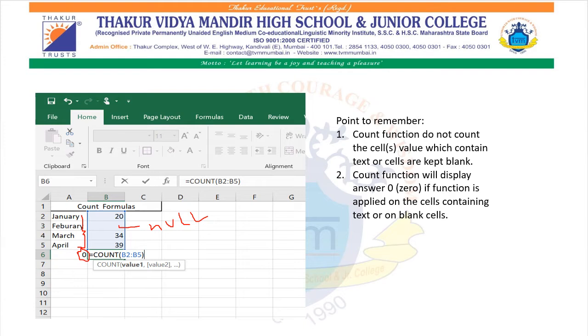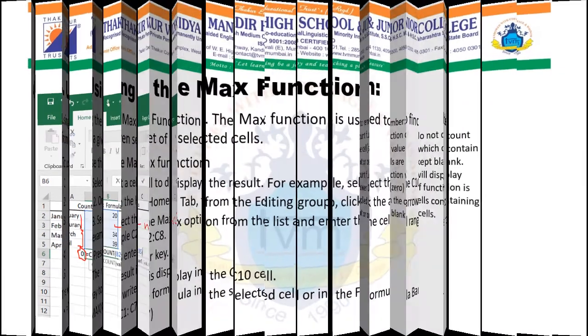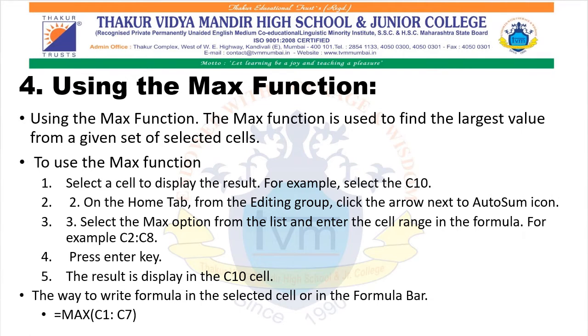Next we are going to understand the max function. The word max itself defines the maximum of the given values. The max function is used to find the largest value from the given set of selected cells. That means from whichever cells you select, the number with the maximum value will be displayed as the answer. This function is only applicable to numbers.